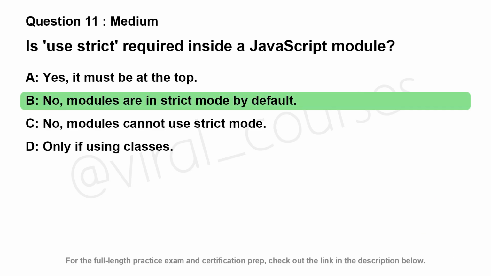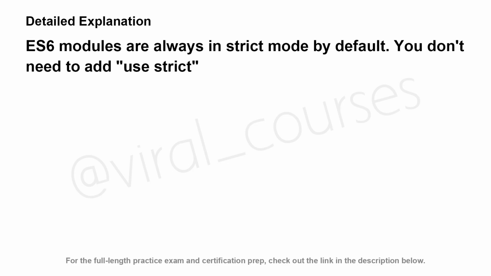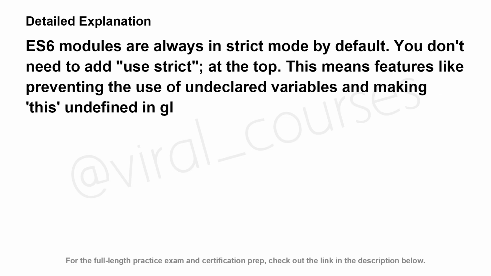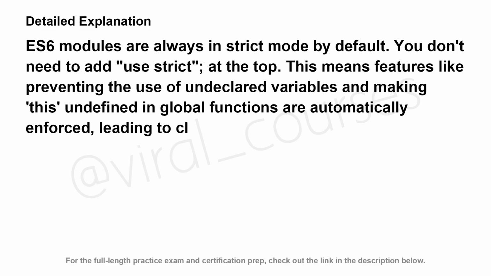The correct answer is B. ES6 modules are always in strict mode by default. You don't need to add use strict at the top. This means features like preventing the use of undeclared variables and making this undefined in global functions are automatically enforced, leading to cleaner and more secure code.